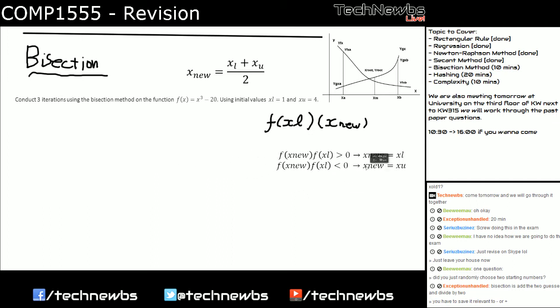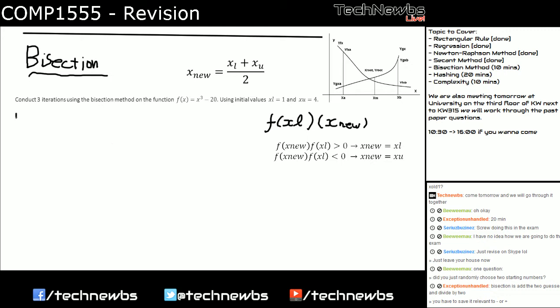Okay, so this is essentially how it works. If the value we get after timesing the function of xl and x new is greater than 0, then x new will become xl. Or if it's less than 0, that means if the signs change, then it will become xu. L stands for lower, U stands for upper, if you didn't know that yet.